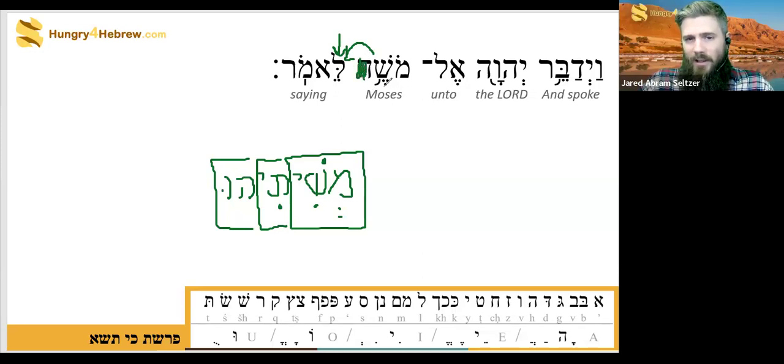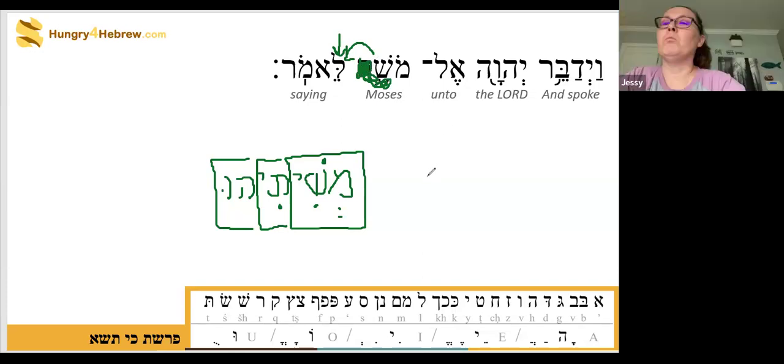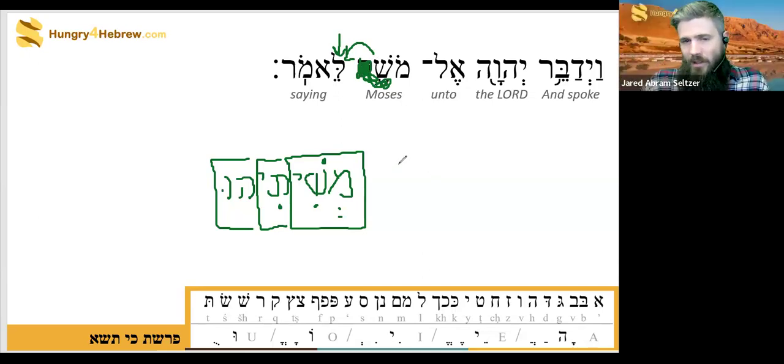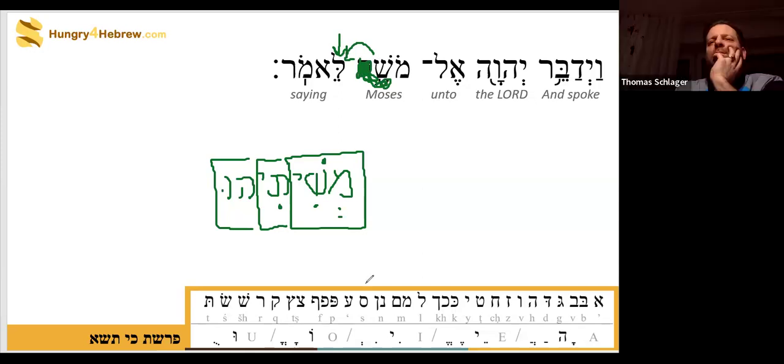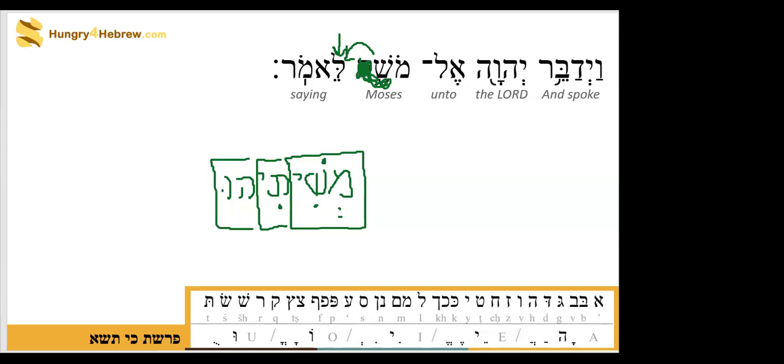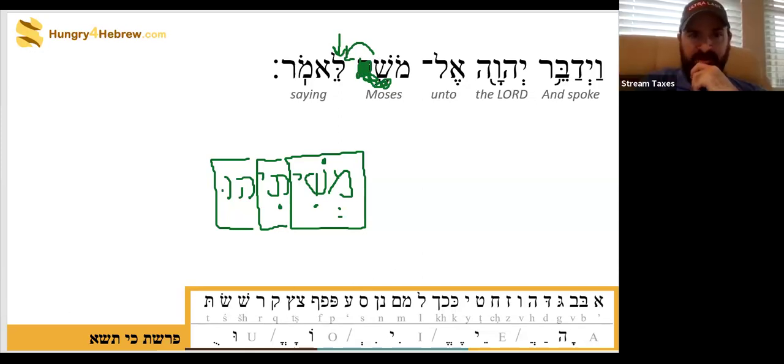This segol hey here wasn't even added to Moshe's name until the time of King Solomon. It's a mater lectionis. It didn't exist until the time of King Solomon. The yod is in there in the lamed. But every other instance of lamor, there's not a strong dagesh.